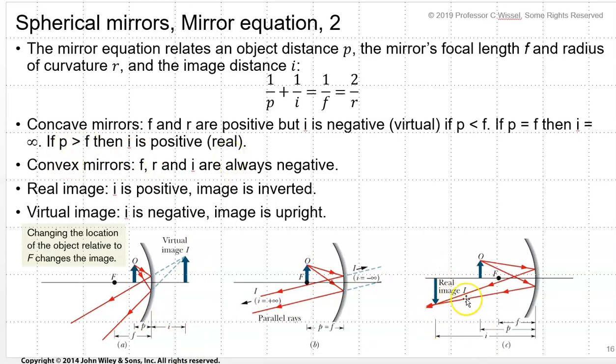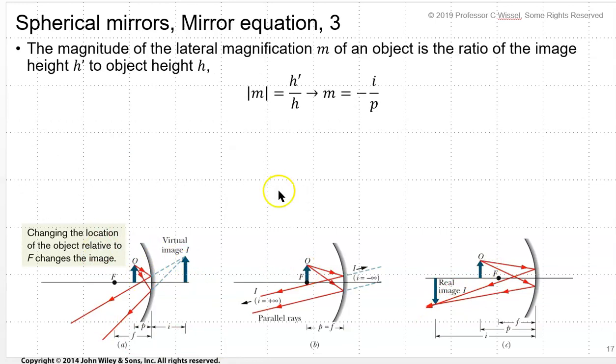Here's the real image. It's upside down. It's on the same side of the mirror as the object, so it's real. Here is the virtual image. It's right side up. It's behind the mirror. Okay, now mirrors can magnify things too. The magnitude of the lateral magnification m of an object is the ratio of the image height h' to the object height. And magnification also equals -i/p, where i is the distance to the image and p is the distance to the object. And distances are always measured relative to the mirror surface, by the way.